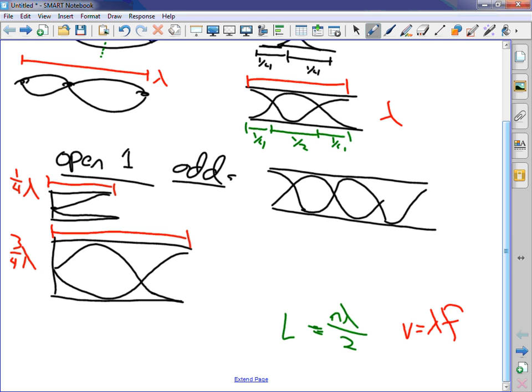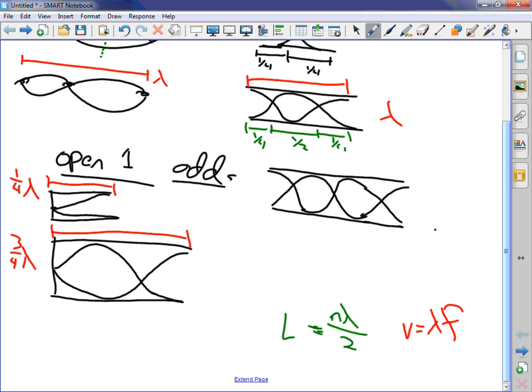Hold on here. What did I mess up? Trace some ends of the pipe, and there you go. There'd be the third harmonic. That has 1.5 lambda in it, or 3/2 lambda.